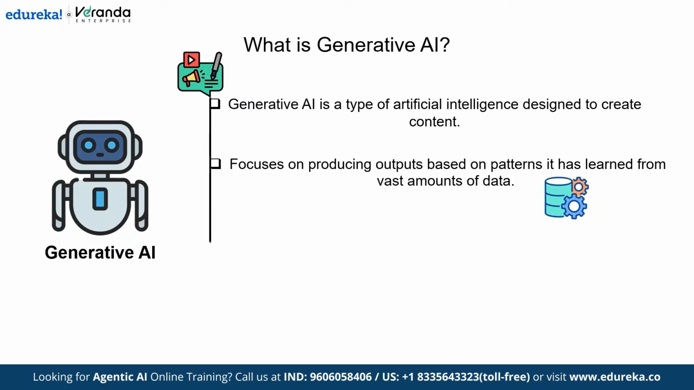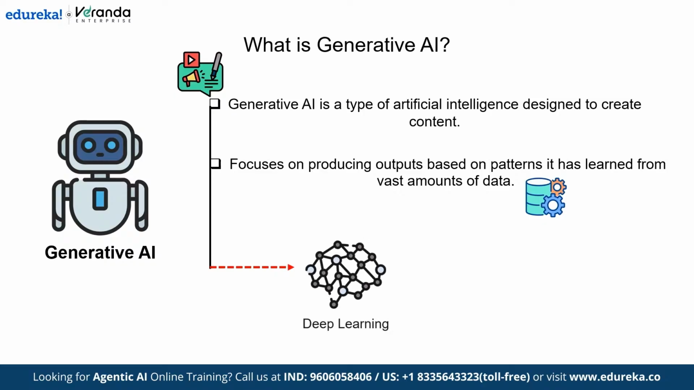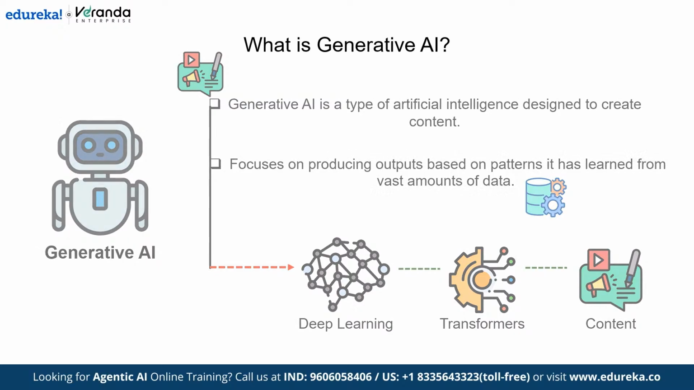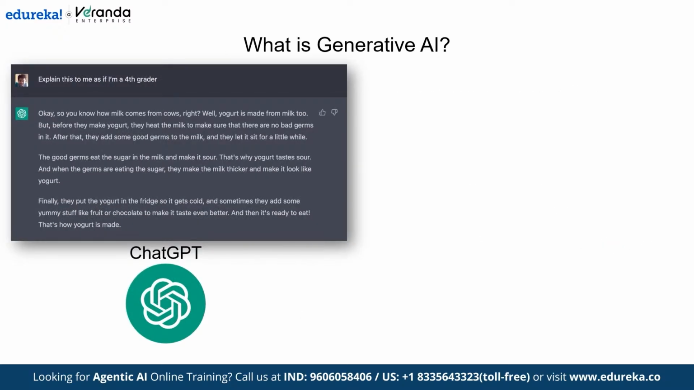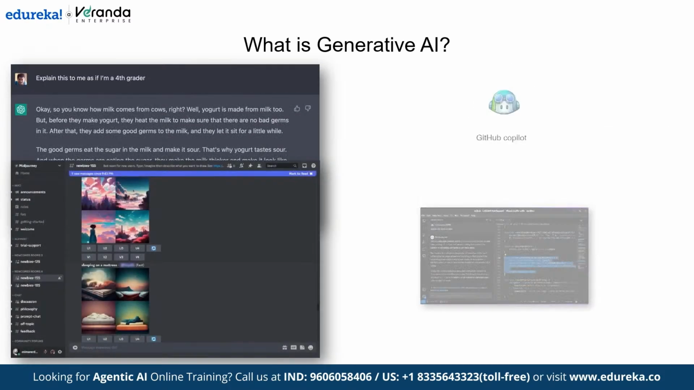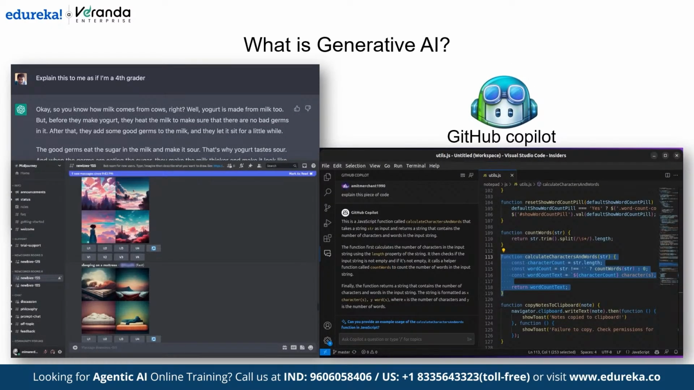At its core, generative AI models use deep learning techniques like transformers to generate new content that resembles human-created work. For example, ChatGPT generates human-like text based on prompts, Midjourney and DALL-E create stunning images from simple text descriptions, and GitHub Copilot helps developers by suggesting code snippets in real time.